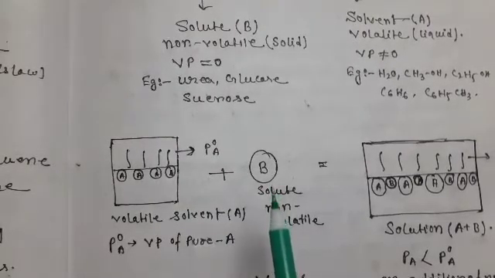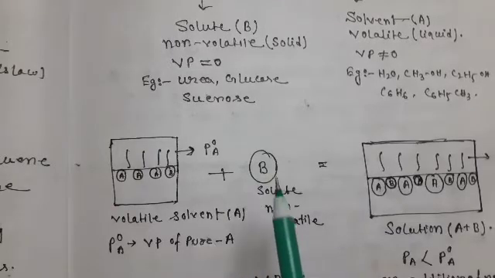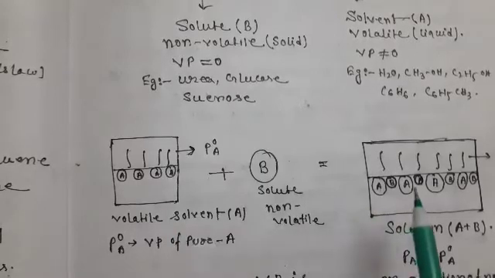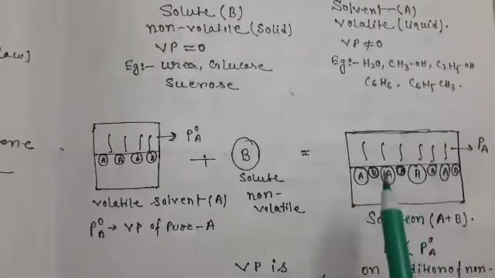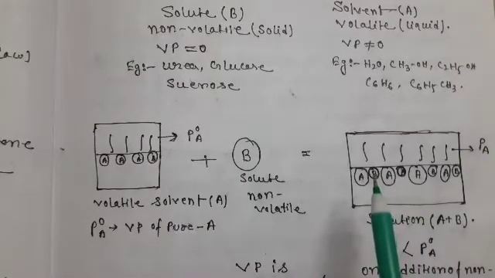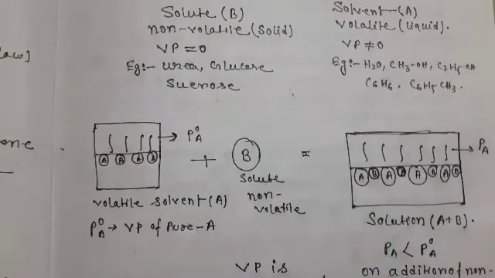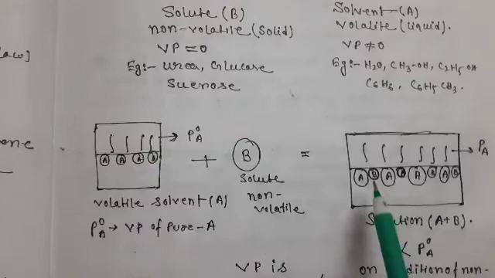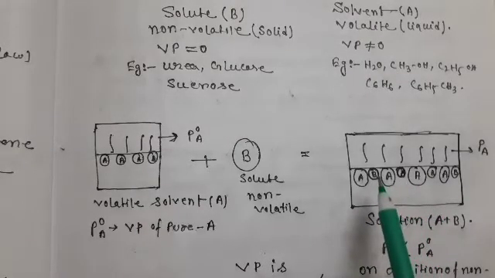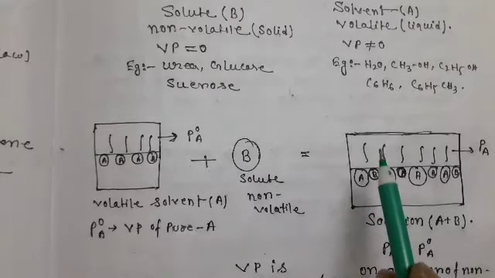Now a solute, that is non-volatile, is added to the solvent and a solution is formed. Now the solution surface not only contains A molecules, it also contains B molecules. Here B molecules are present on the surface of the liquid. Due to the presence of B molecules, the vapor pressure of the solution decreases, because we know that B is a non-volatile substance. That means they have no tendency to evaporate. That is why vapor pressure is not produced.